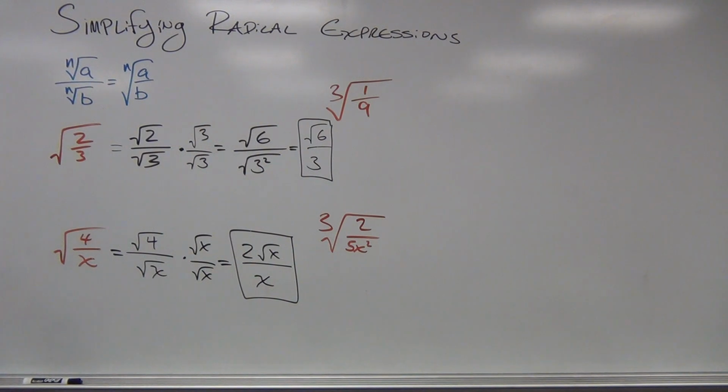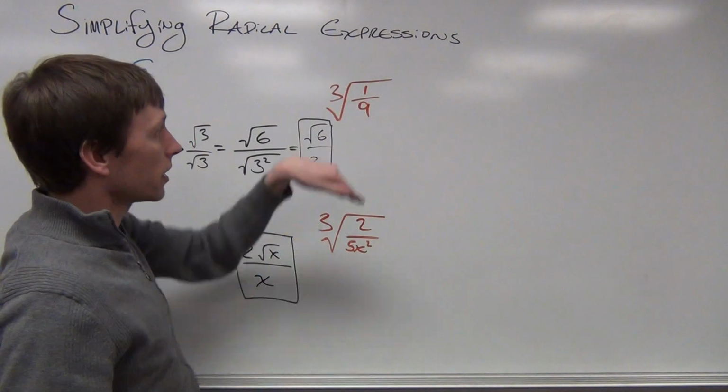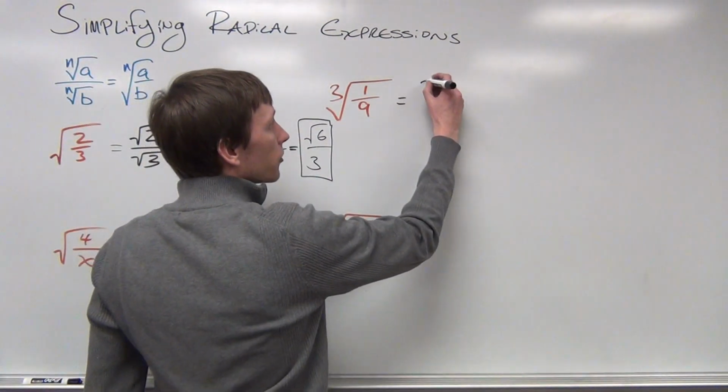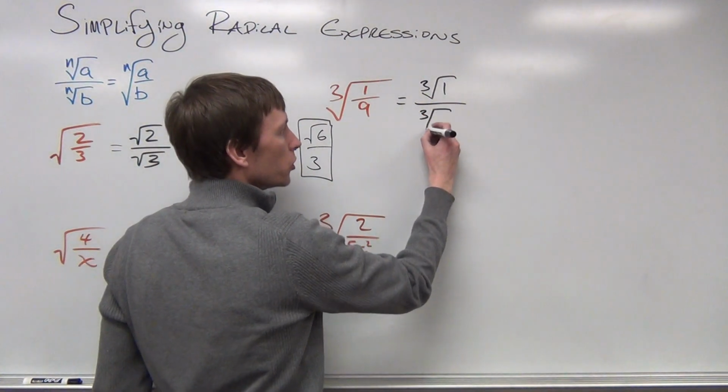Not too bad. But transitioning into cube roots or fourth roots or something along those lines, things get a little bit more dicey. When we take the cube root of 1/9, we're going to rewrite that as the cube root of 1, which is just 1, and the cube root of 9.